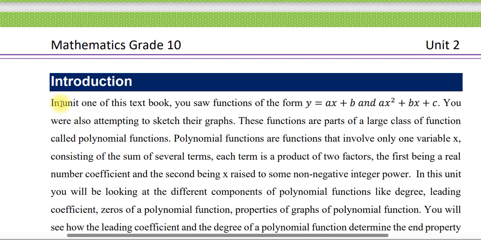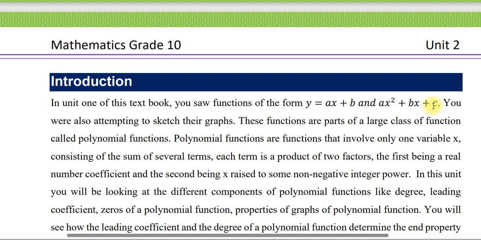So for the unit we will have a general introduction. We will see the introduction first. In unit 1 of this textbook, we used functions of the form y = ax + b and x squared plus bx plus c.